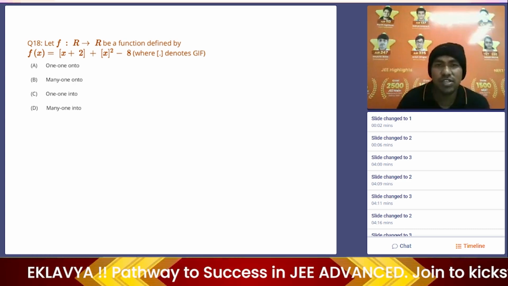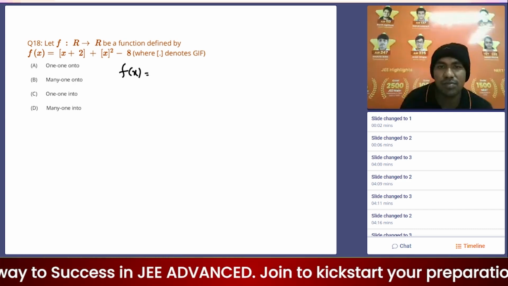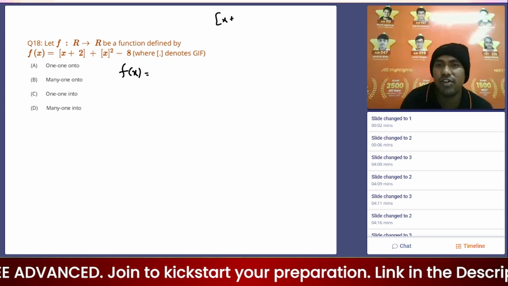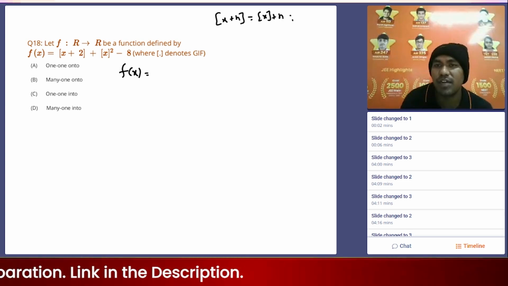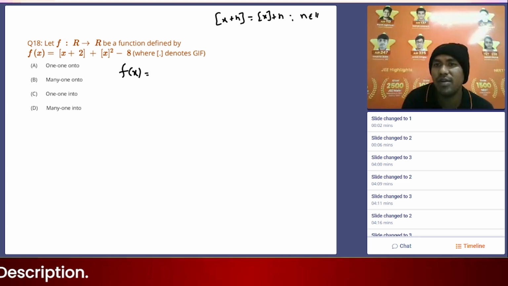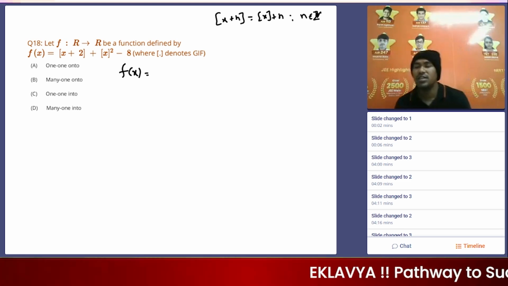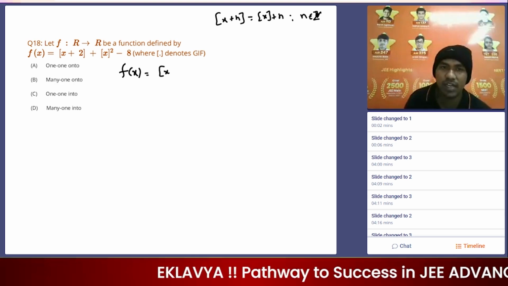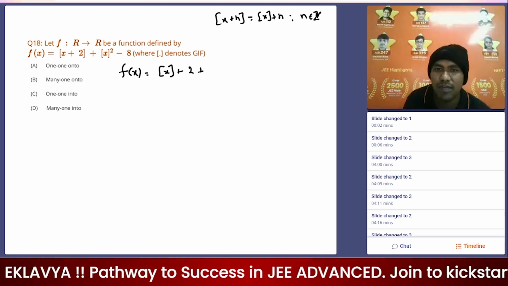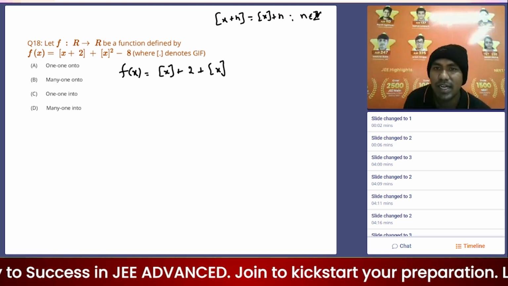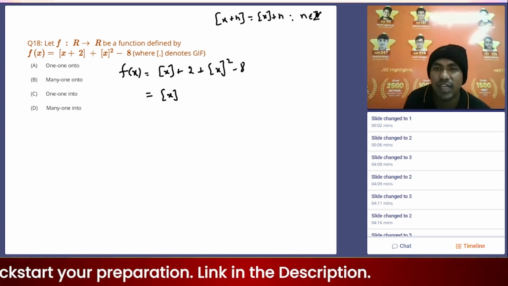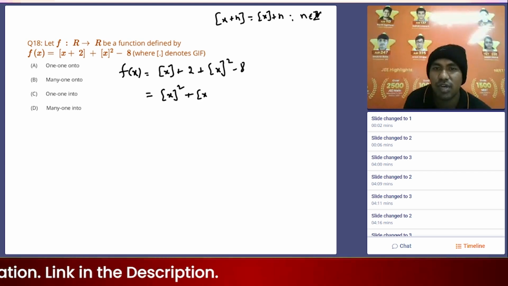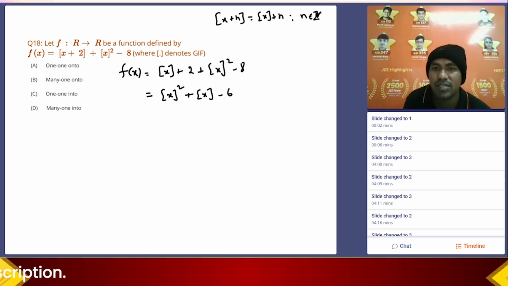Now, f of x is equal to the greatest integer function. In terms of the greatest integer function, they have given: we know [x + n] equals [x] + n when n belongs to natural values or integers. Now this part will become [x + 2] plus [x² − 8]. That means we can write this as [x²] + [x] − 6.